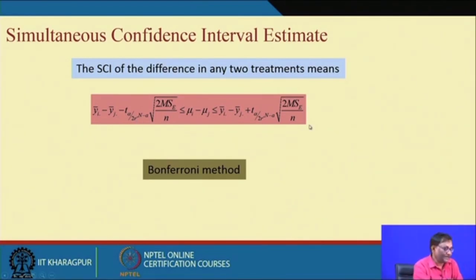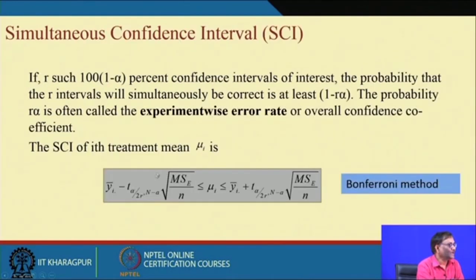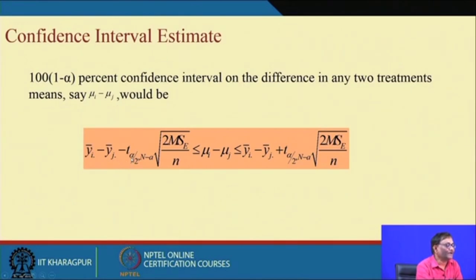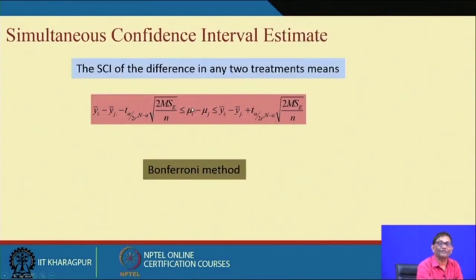Let me repeat. Here, you are finding the confidence interval for a single mean, and alpha by 2 is the level of significance. Here you are saying there are r treatments, you require r different confidence intervals, but they are occurring simultaneously. So, you want the simultaneous part. So, alpha by r is what you are considering. Then here, the difference in two treatment means is only one pair. Here, you are considering all the pairs simultaneously, so r is coming.